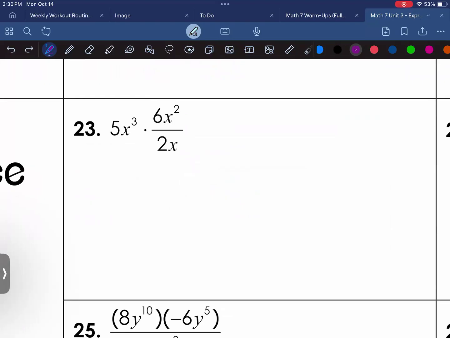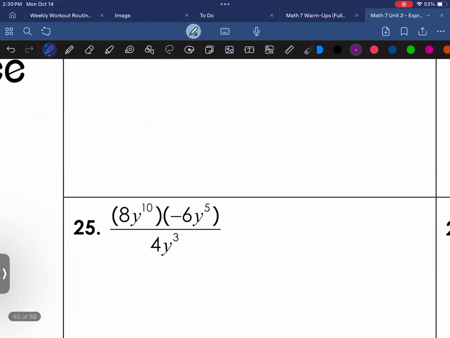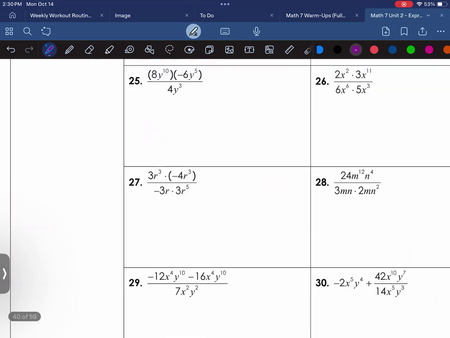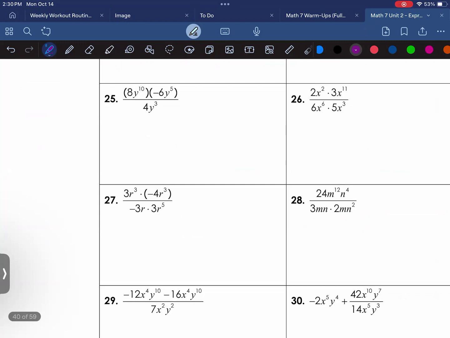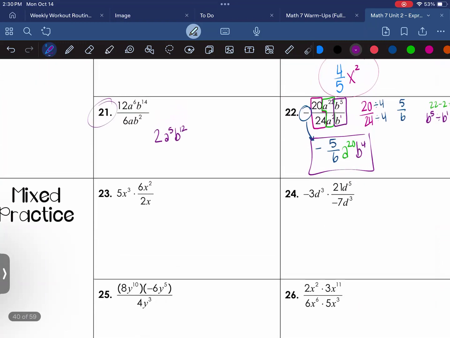You know, in PEMDAS, we solve it left to right. But here, since it's written this way as a fraction, if it's easier for you to divide it first and multiply, it does not matter in this case, unless we have parentheses and they want us to do that first, but I don't see anywhere where they have that. We also have adding and subtracting down here, so a lot of mixed practice.